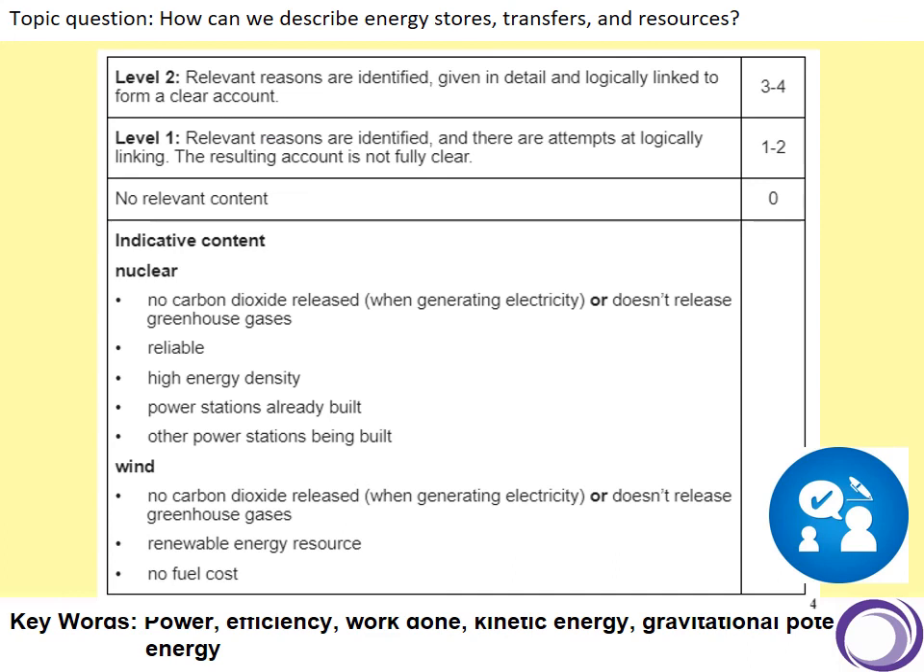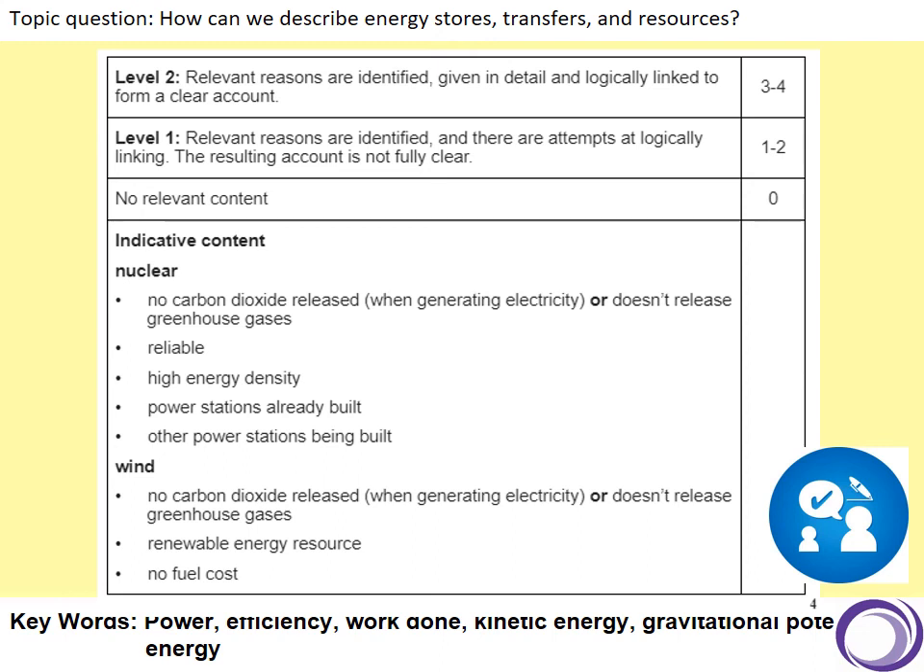So here is the mark scheme for that question. I'm going to go through it with you, so hopefully it'll make sense. This is a 4-mark question, so there are 2 levels to it. At level 2, you would have made relevant reasons, and you've given detail, and it's all logical, so it makes sense in what you have written. So you could potentially be within the 3 to 4 marks. For level 1, you've given some good reasons, but it's not necessarily linked together, and it doesn't necessarily make sense as such, but you have made some good points. So that'll be your 1 to 2 marks.